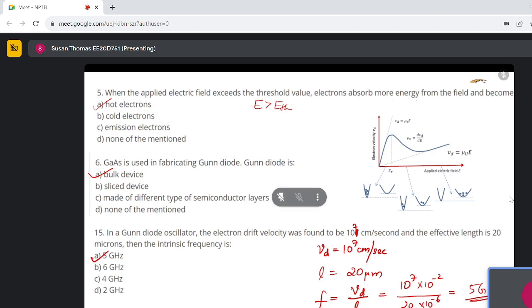So the equation for the intrinsic frequency, or the frequency of oscillation, is the drift velocity divided by the effective length.